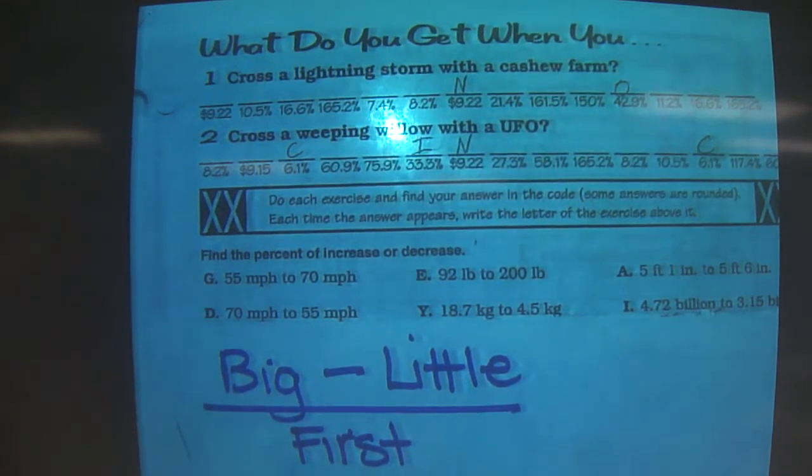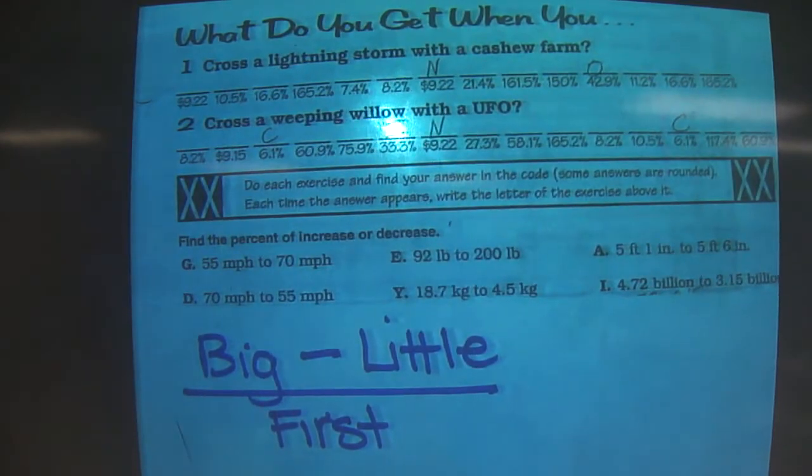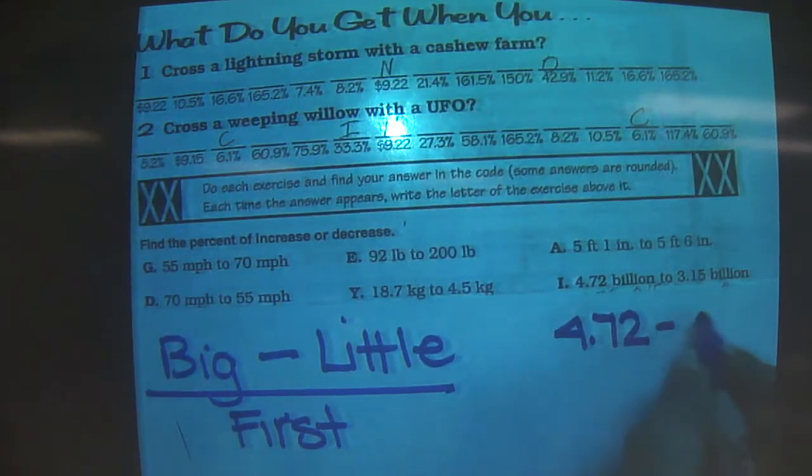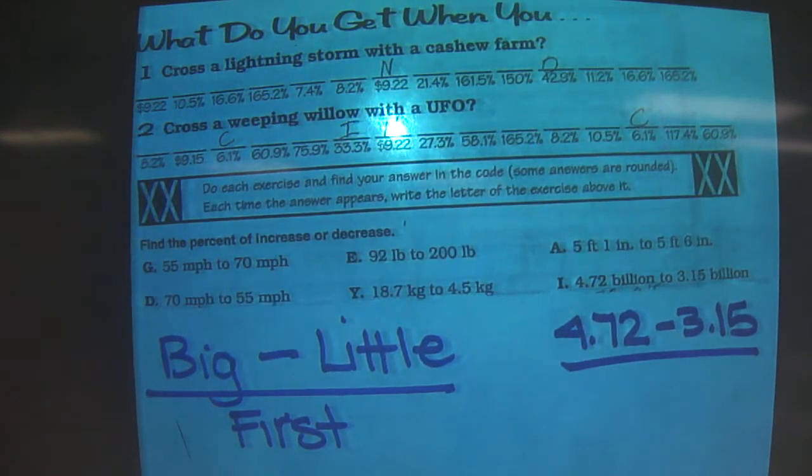So in the example we worked with, which is really one of the hardest ones, we have 4.72 billion to 3.15 billion. So which's the big one? 4.72 minus 3.15. Which one came first? The 4.72 actually came first. So, what's 4.72 minus 3.15?